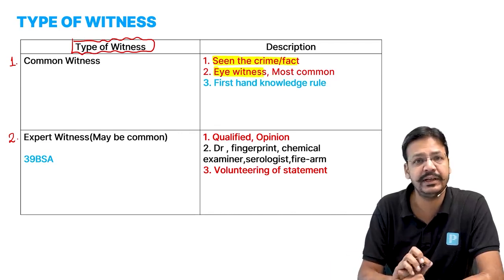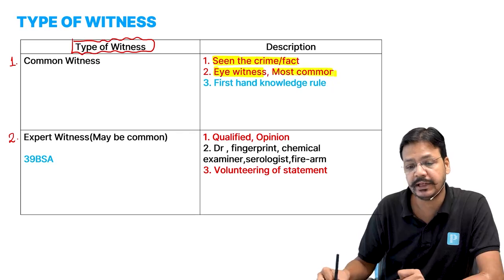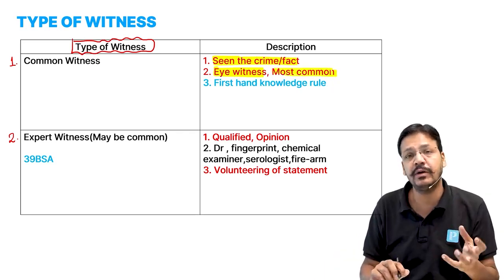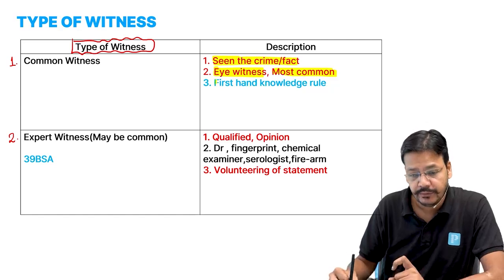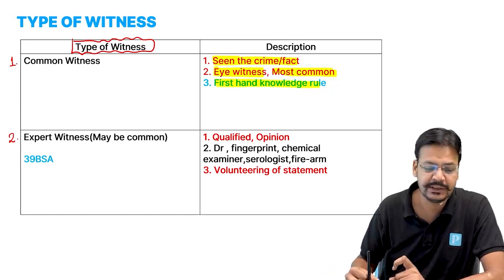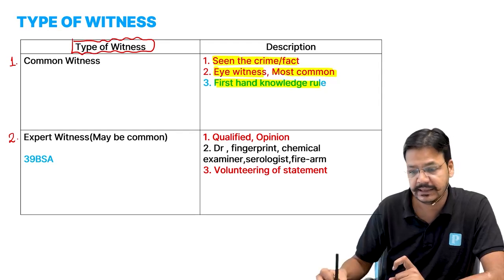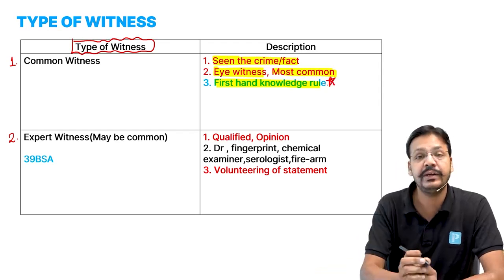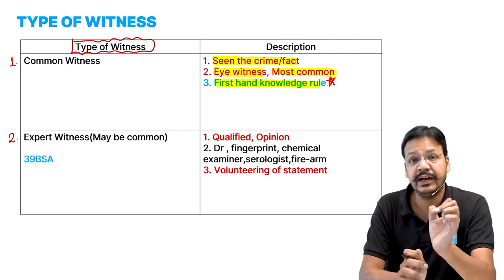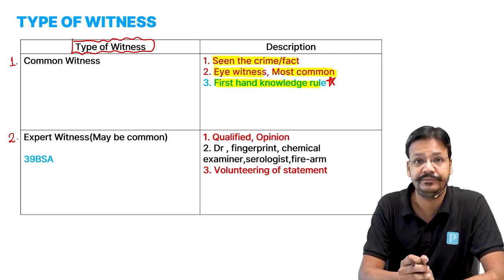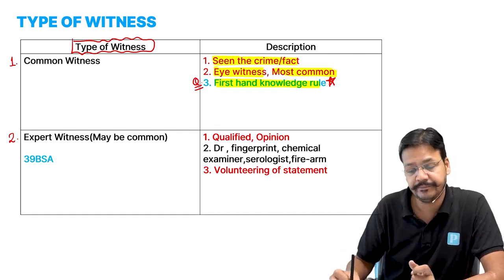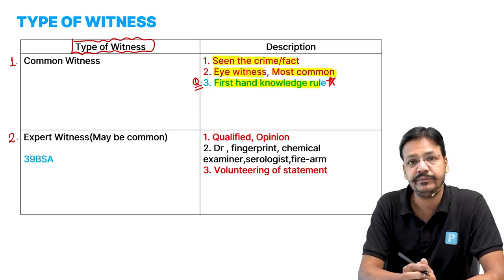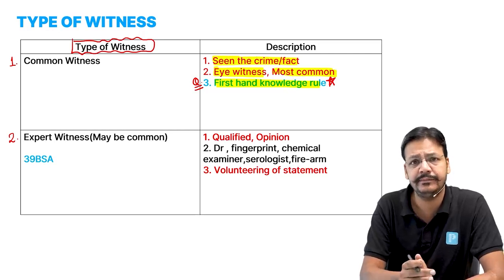One question comes in exam, it is the most common type of witness. So if you get a question, which is the commonest type of witness, it's a common witness or eyewitness. And it is based on the first-hand knowledge rule. This is a very important question. This is based on the first-hand knowledge rule. So this is for common witness, first-hand knowledge rule. You have seen, so that is your first-hand.